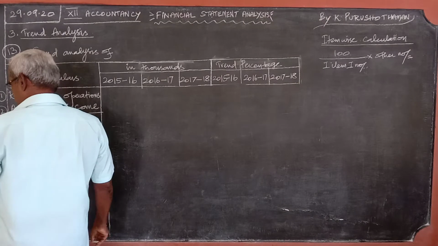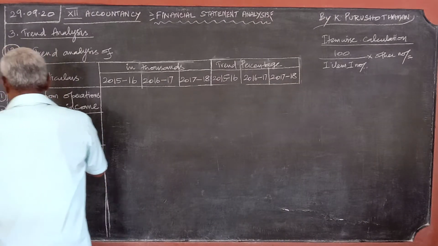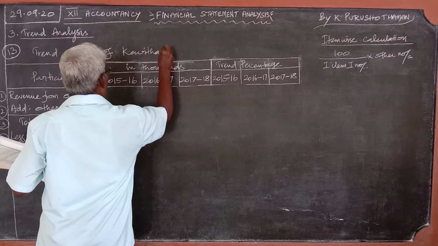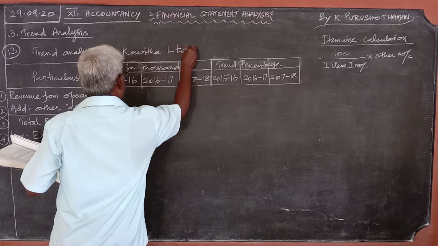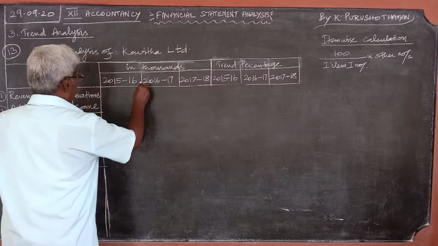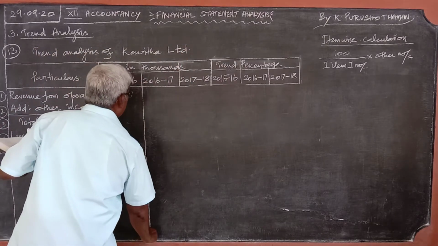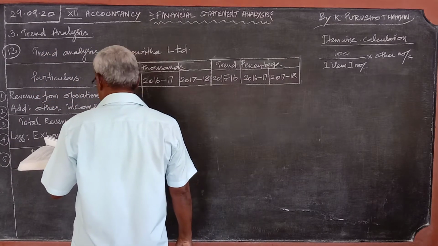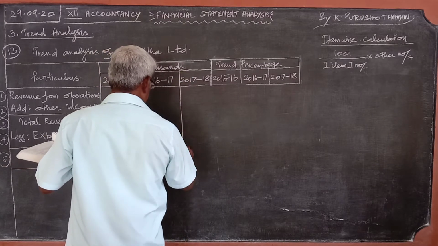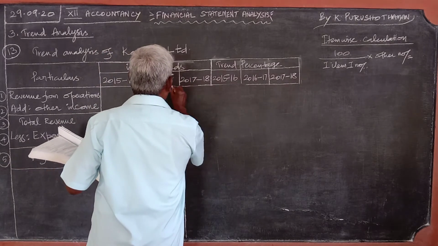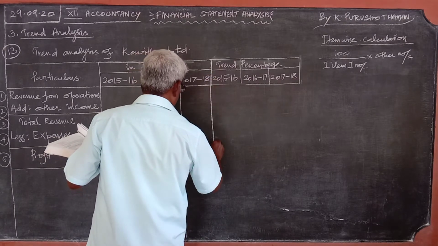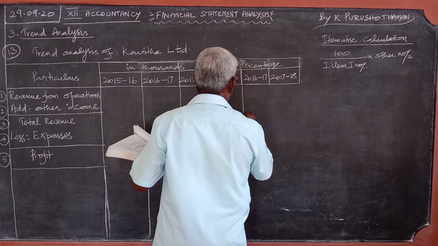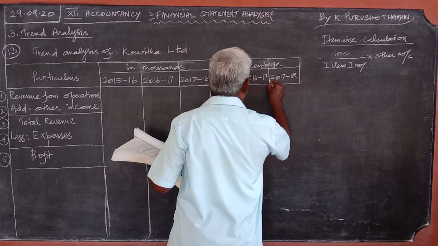The trend analysis of Kavita Limited. In this problem also, the same 15, 16, 16, 17, 17, 18 in thousands only is given. Therefore, I reuse the columns for this problem also. Only the figures are different, and one more item is added for this.